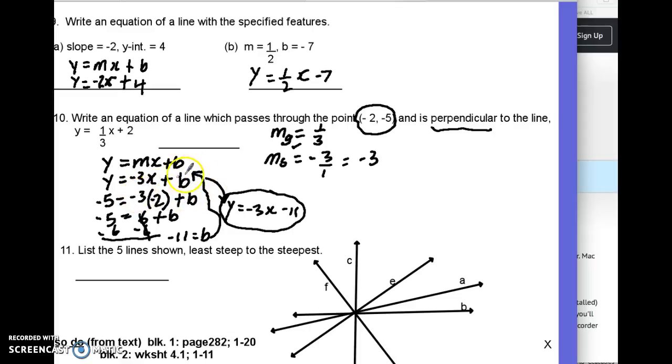How do we find it? Well, we know that the line we seek passes through a special point where x is negative 2, y is negative 5. So we put negative 5 for y, and we put negative 2 for x, and we work that out. We get b equals negative 11. We plug it in here and rewrite this as y equals negative 3x minus 11. Okay? So that would be the way to do that one.